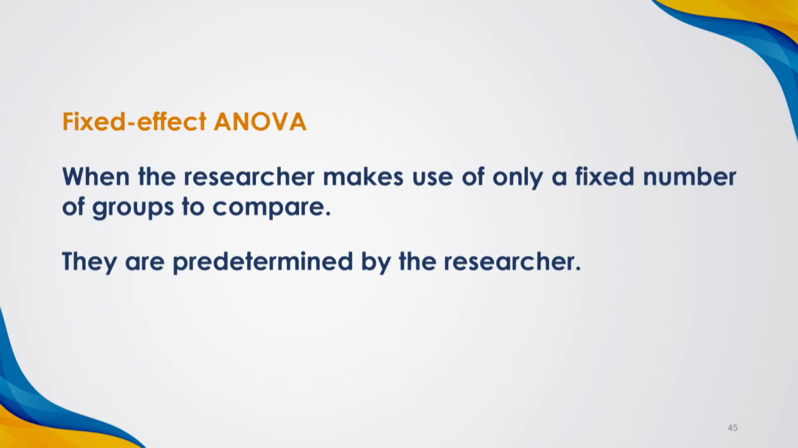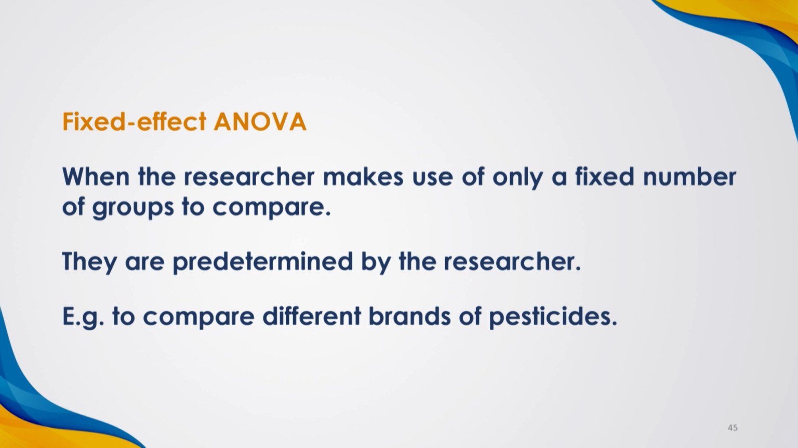So if you are choosing a fixed effect model, it depends upon your categorical variable. I said you have a fixed number of groups and they must be predetermined by the researcher beforehand, before collecting the data. For example, if we want to compare different brands of pesticides, suppose pesticide A, pesticide B and pesticide C, we have only a limited number of levels, that is A, B, C. There are no other pesticides that the researcher wishes to compare.